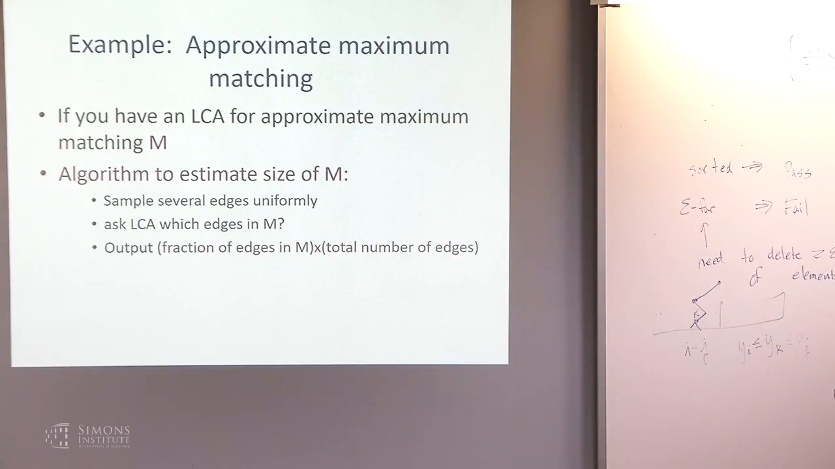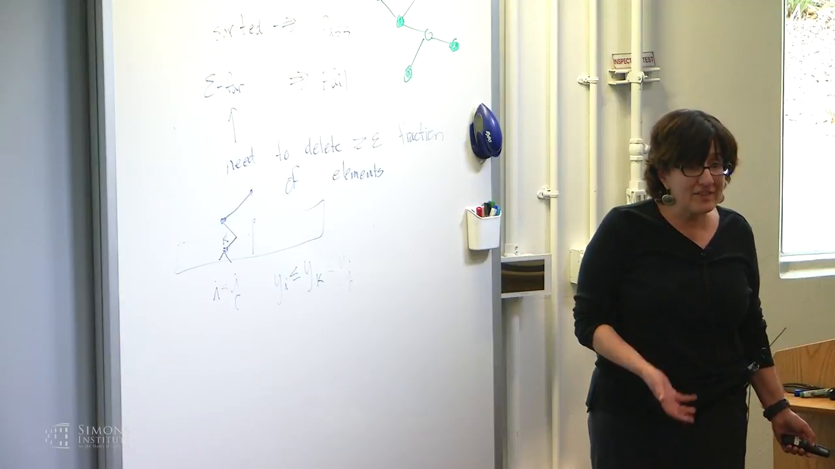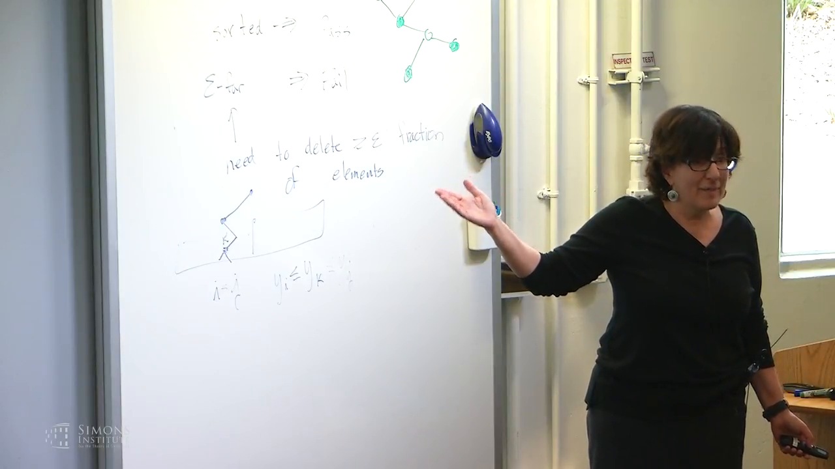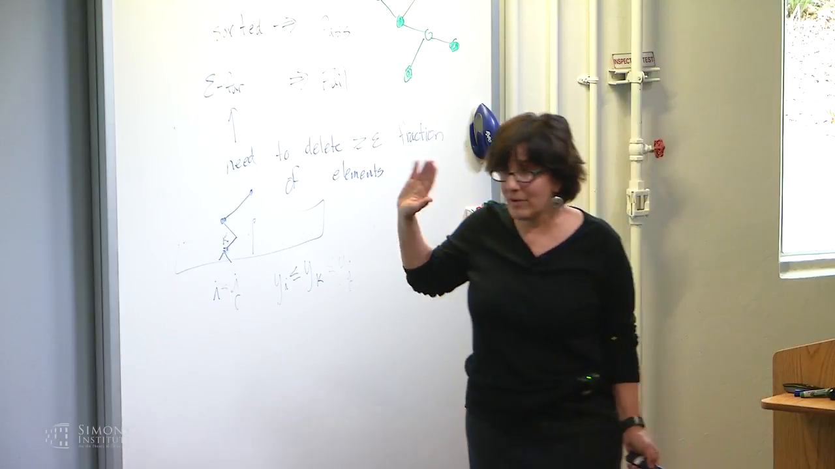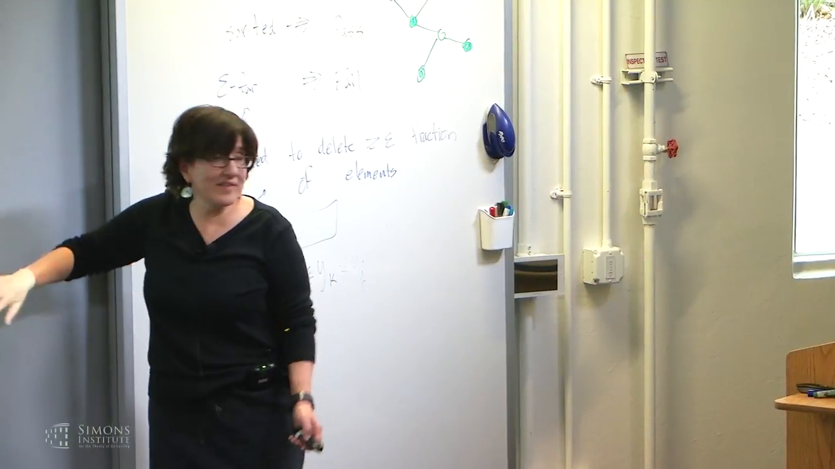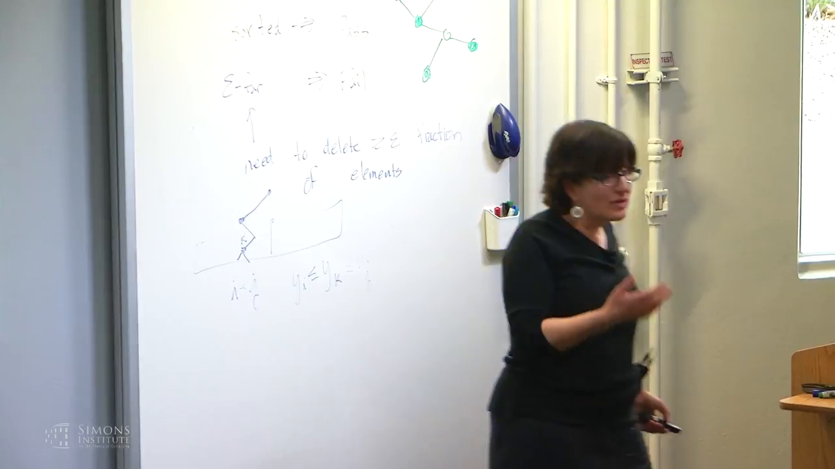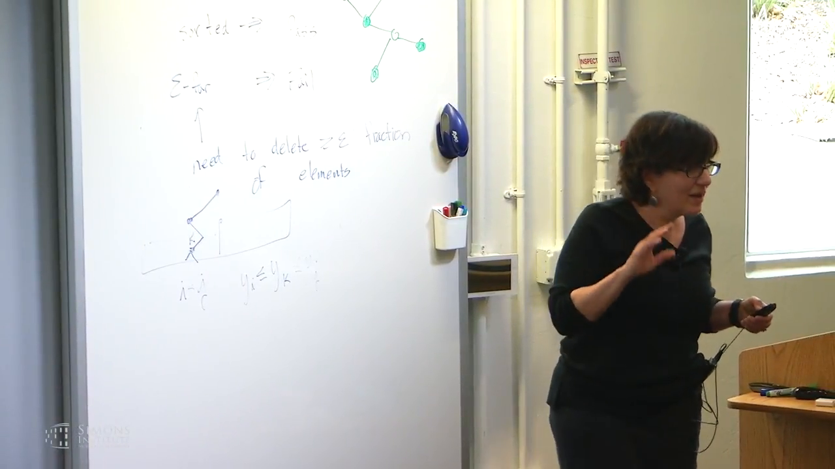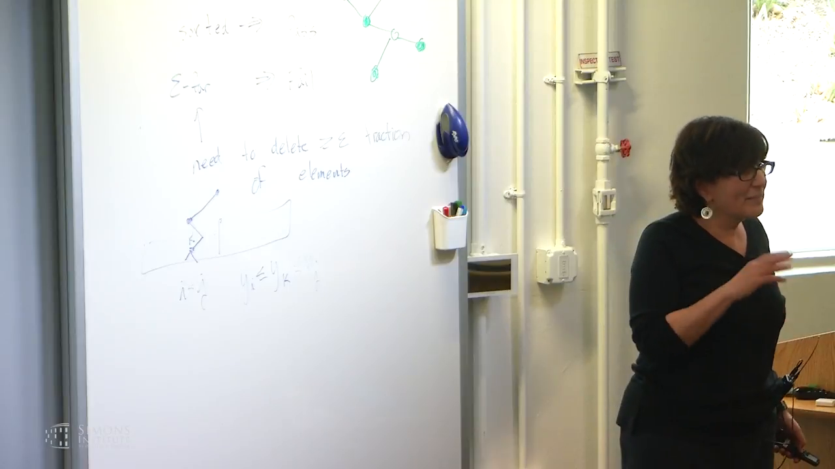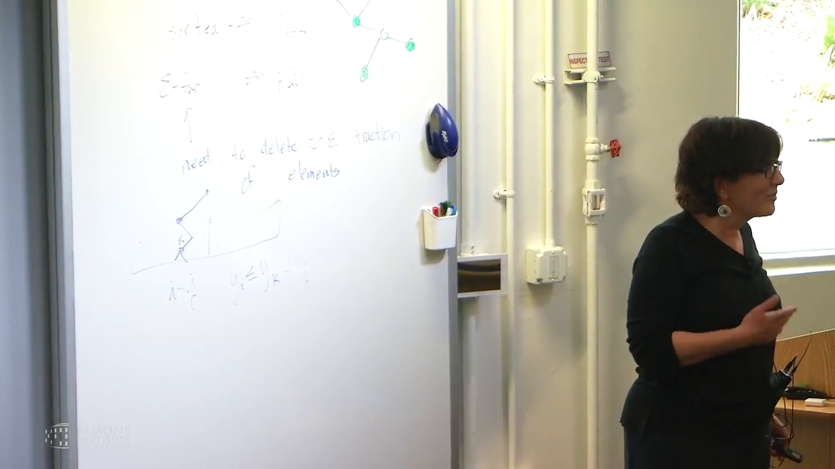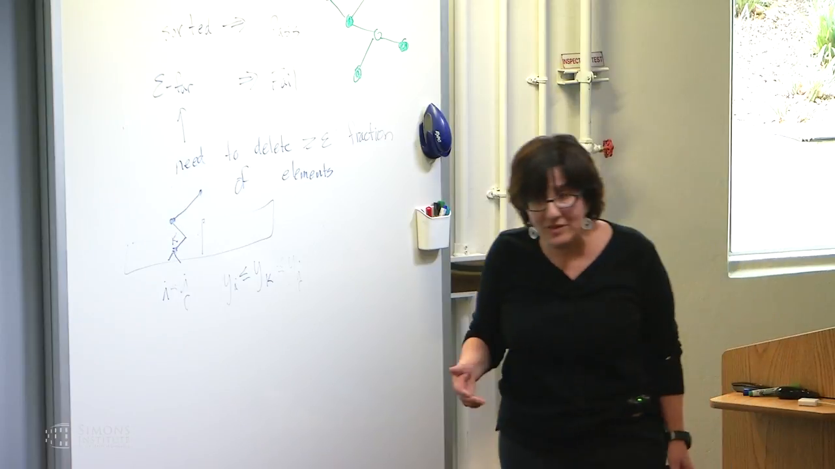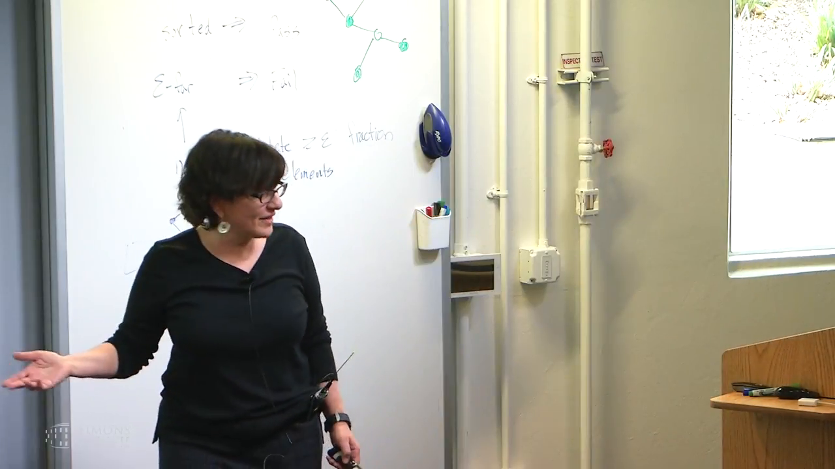But if I had a guarantee that the LCA approximate matching was big, then this would give me a good estimate of my approximate maximum matching. Okay? All right, so this is just a simple thing you can do for any problem. So you can do things like approximate vertex cover. Remember that vertex cover is NP complete, but approximating vertex cover to within a factor of 2 is something we can do quickly. And there are sublinear time algorithms for approximating vertex cover.